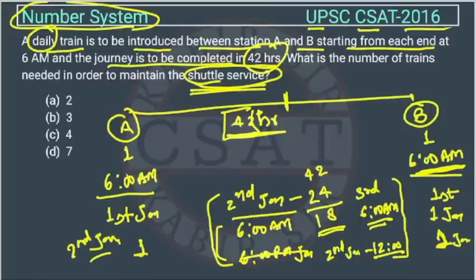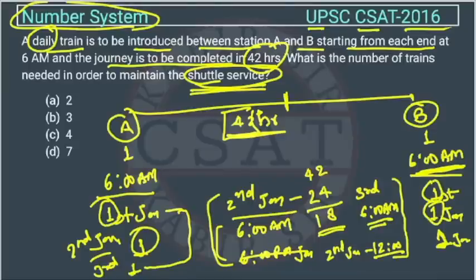So on the 3rd day the first train will reach, and then this can start from here, right? So we just need how many trains? 1, 2, 3, 4. We need 4 trains, right? So to start a shuttle service we need 4 trains. So the answer will be option C.